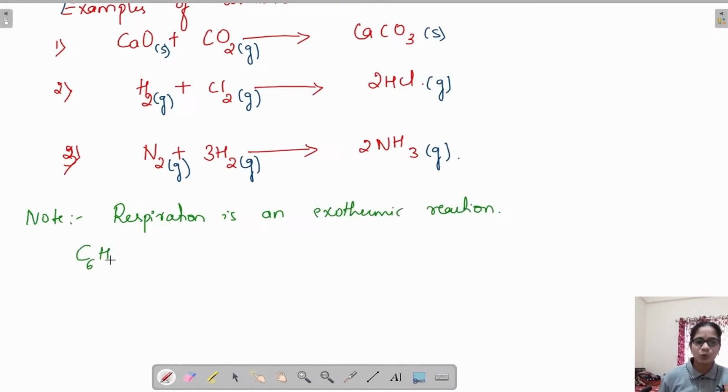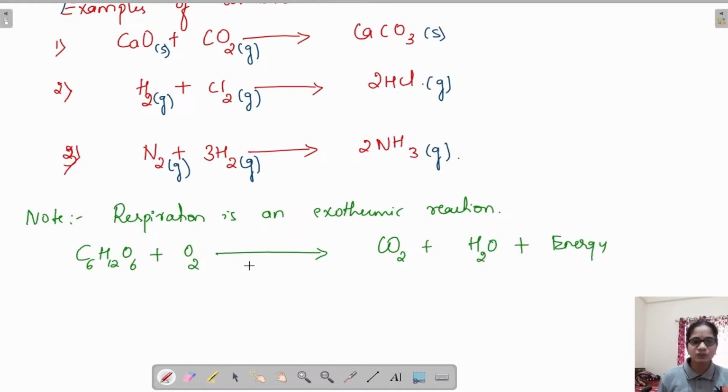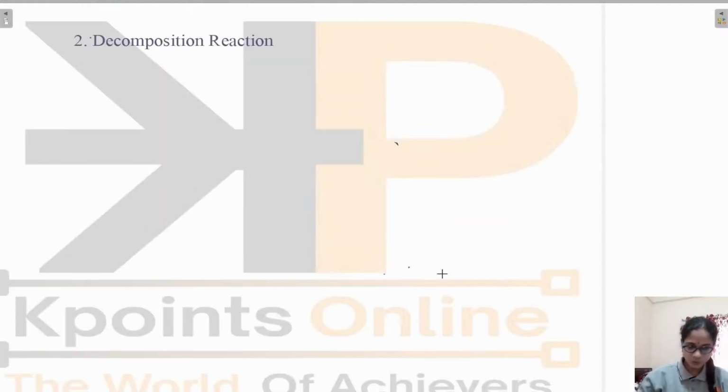What happens there? Glucose combines with oxygen to form carbon dioxide and water with the liberation of energy. So it is an example of exothermic reaction. Balance this. Okay, shall we move to the next part? So now we are going to study the decomposition reaction. What are decomposition reactions? The reactions in which a single substance breaks down to form two or more simple substances.